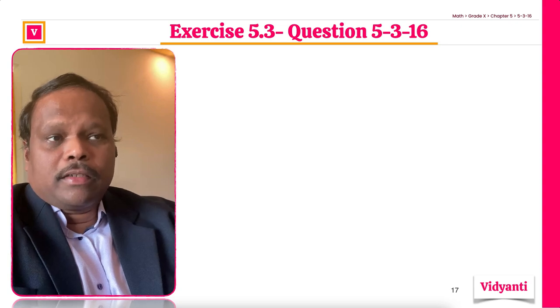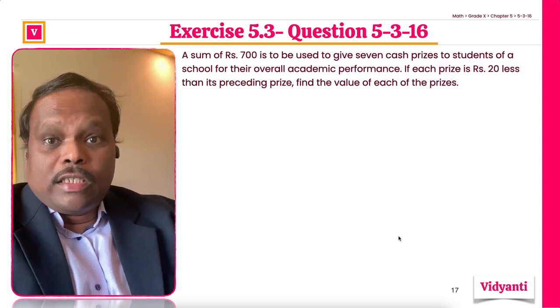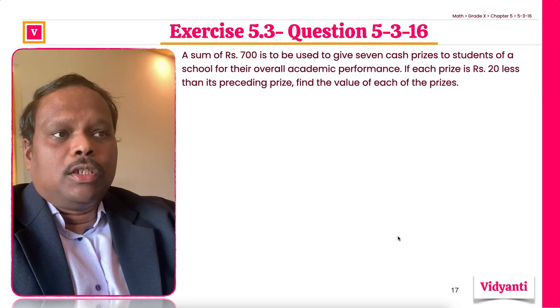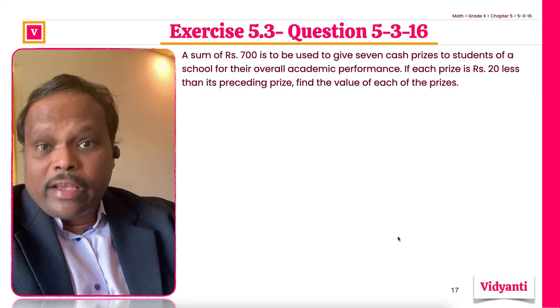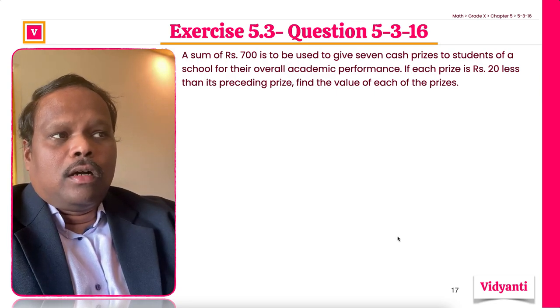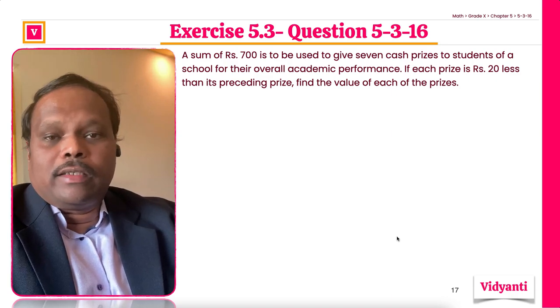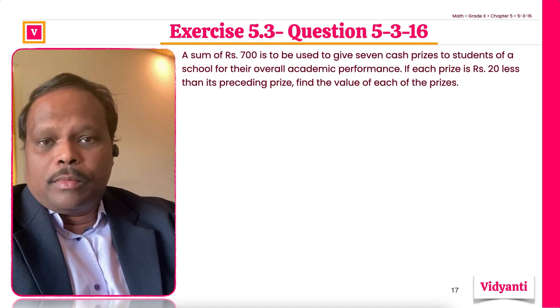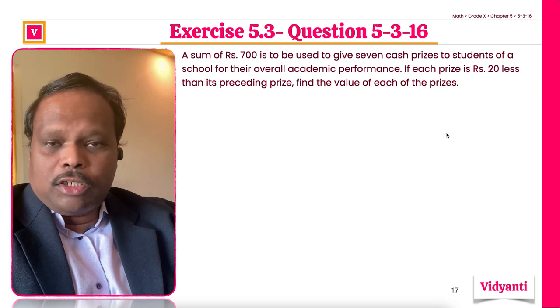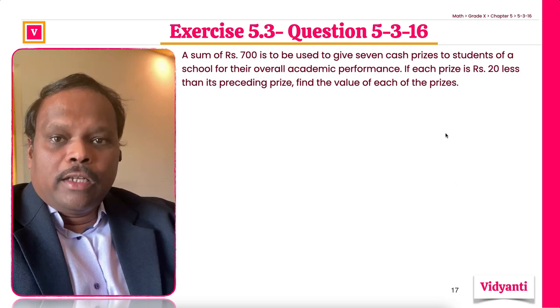See the next question in this exercise, question 5.3.16. A sum of 700 rupees is to be used to give 7 cash prizes to students of a school for their overall academic performance. If each prize is 20 rupees less than the preceding prize, find the value of each of the prizes. So here is the scenario.